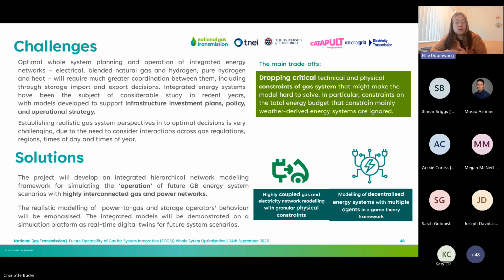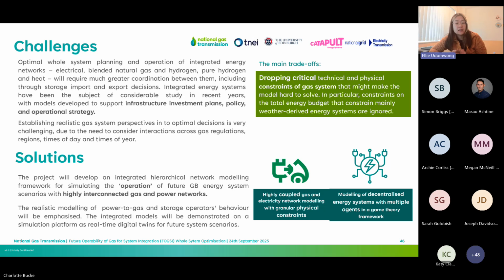Starting from the challenge then, everyone knows the future of hydrogen energy in the UK will require a lot of optimal planning and operation, especially in the integrated networks between electricity, hydrogen, and also the other reserve and interconnection as well. This is quite a complex challenge.